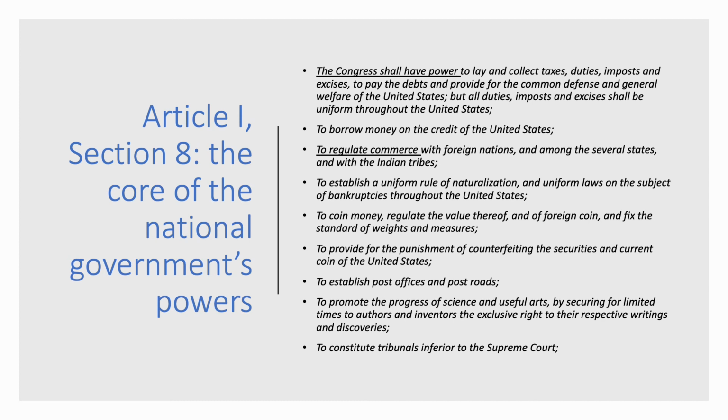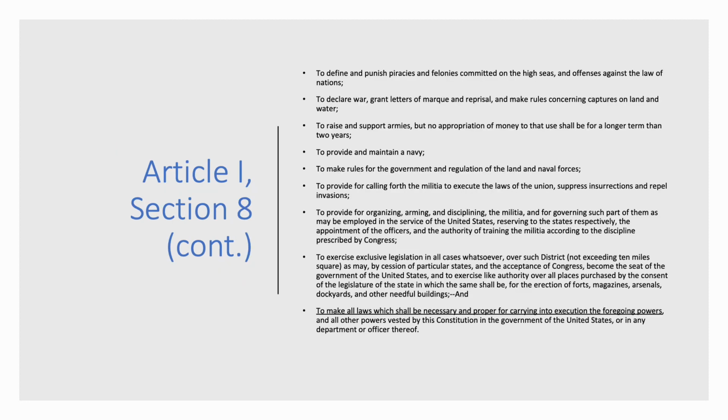And look at the bottom, to constitute tribunals inferior to the Supreme Court. Congress has the power to create federal courts, which they did immediately. And on and on. I won't read all of them, but you can see these are the main powers of government. Declaring war, raising armies and navies. And very important, look at the very bottom. To make all laws which shall be necessary and proper for carrying into execution the foregoing powers. So Congress doesn't just have the powers that are listed. They also have implied powers from the necessary and proper clause. They can do anything that is necessary and proper to execute the powers that we've just read.